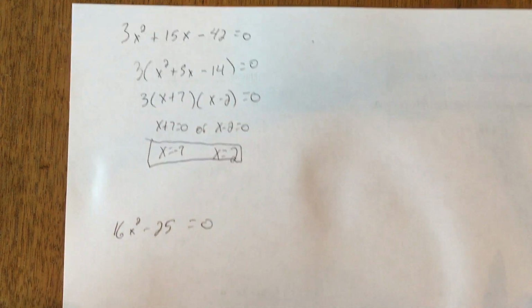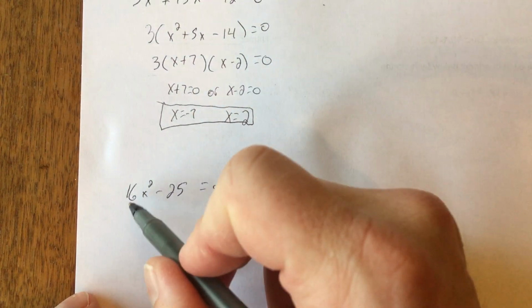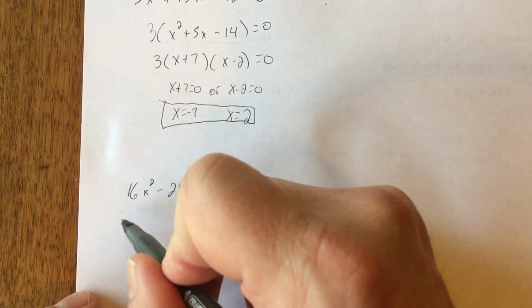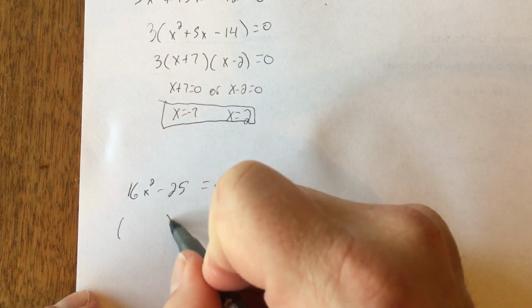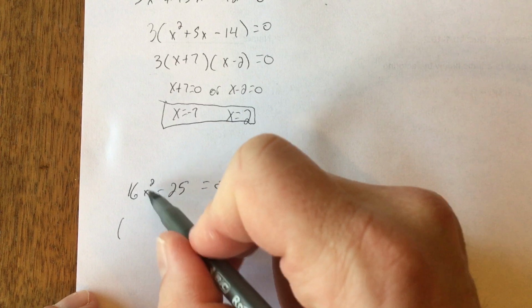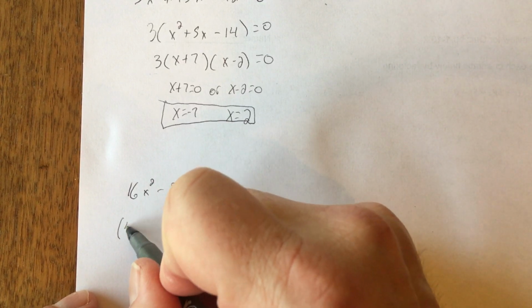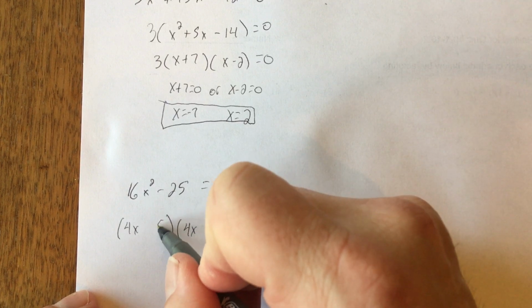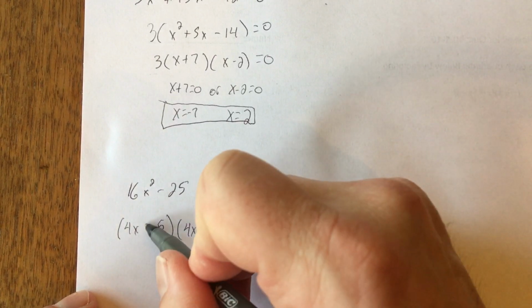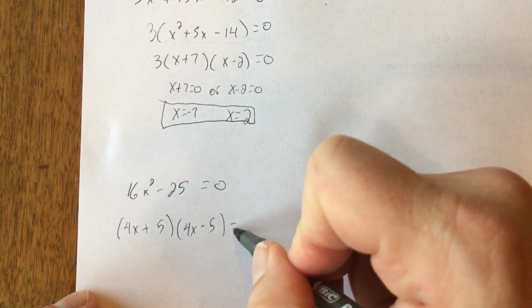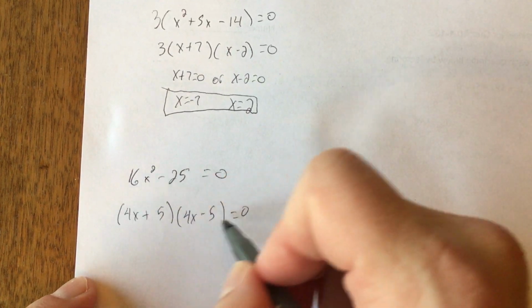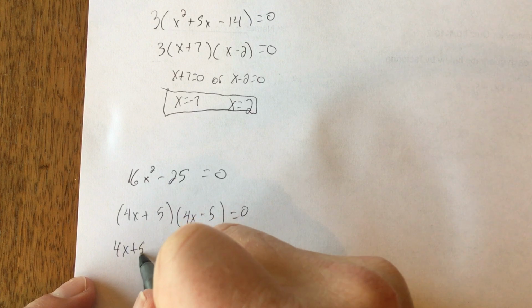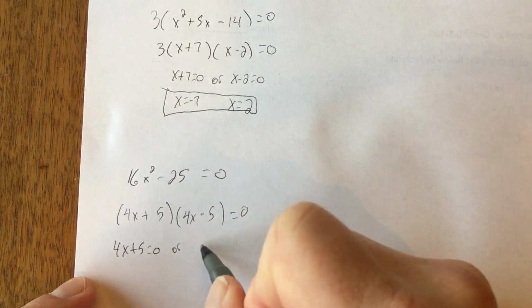Okay? Another thing to kind of keep in mind is if you're doing factoring by completing the square, you'll do it just like we did last chapter. So what times itself gives us 16x squared? That'd be 4x and 4x. What times itself equals 25? That'd be 5 and 5. We've got 1 plus, 1 minus. Now, these are the two things that multiply to equal 0. So either this equals 0 or this equals 0.